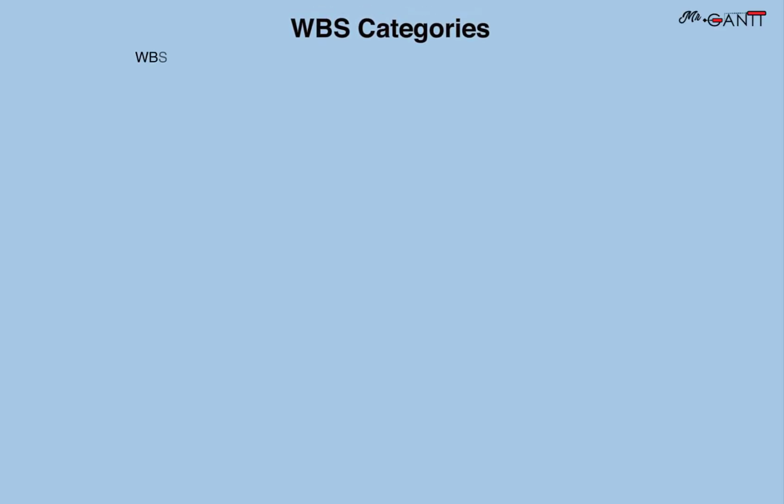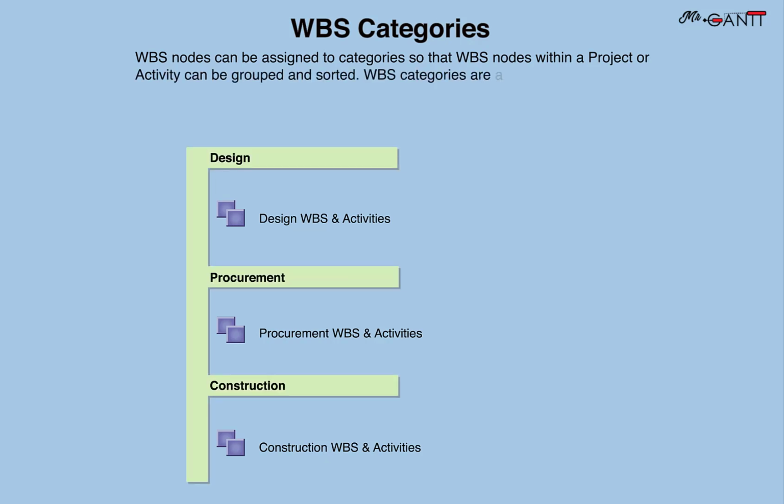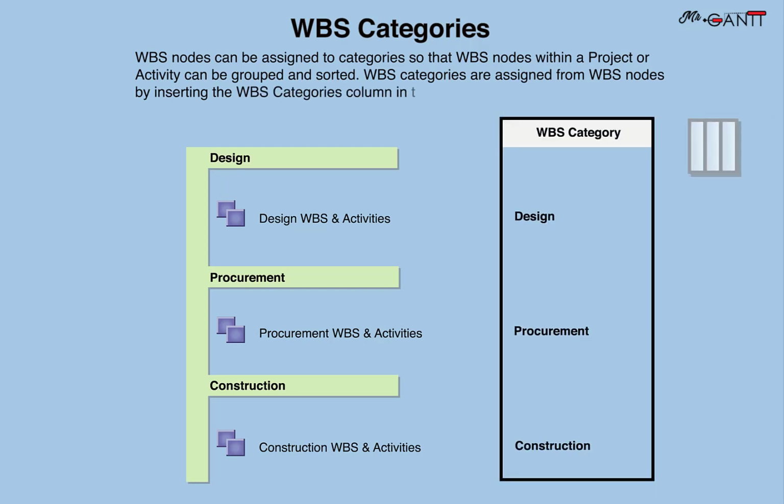WBS categories. WBS nodes can be assigned to categories so that WBS nodes within a project or activity can be grouped and sorted. WBS categories are assigned to WBS nodes by inserting the WBS categories column in the WBS window.